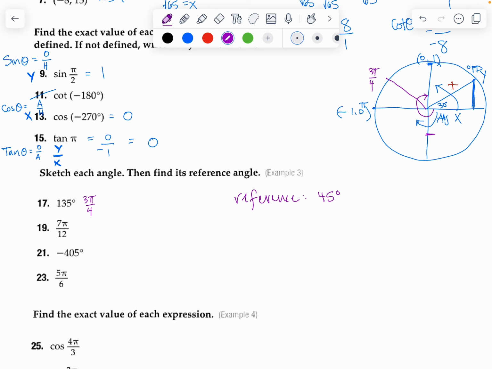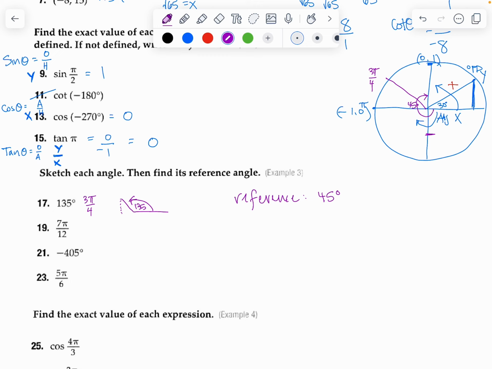Okay, and if we sketch it, here's what it would look like. Something roughly like that would be 135 degrees, right? A rotation from the x-axis, 135 degrees. Its reference angle, meaning what does it take to get down to the x-axis, is 45. It's all based on that 45, 45, 90 triangle.